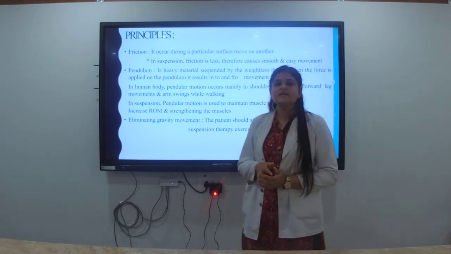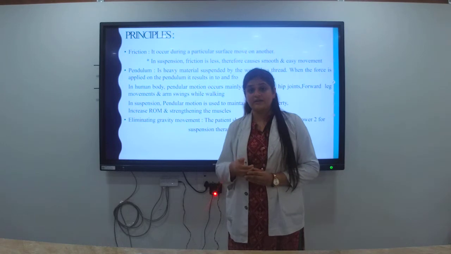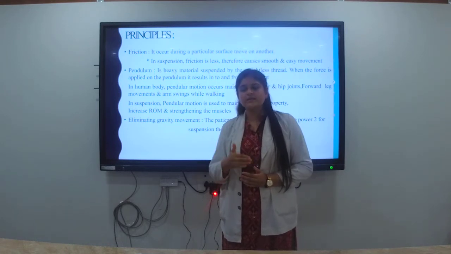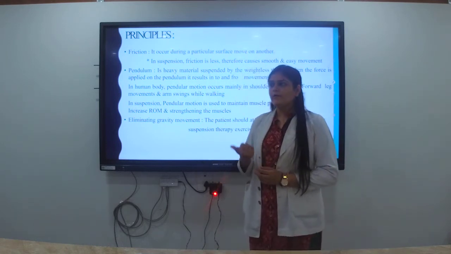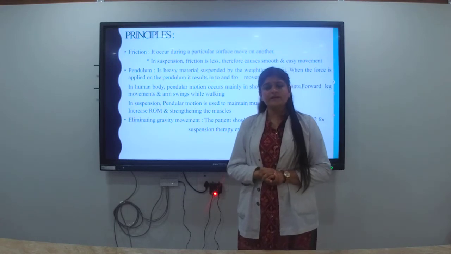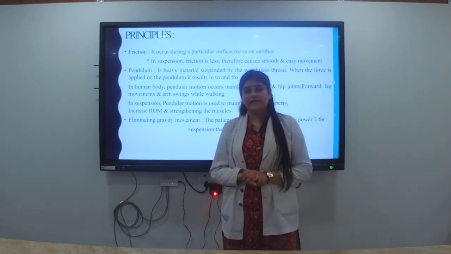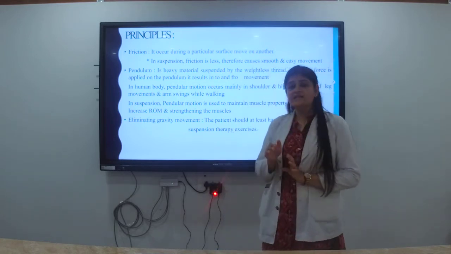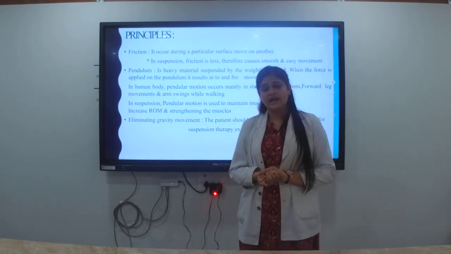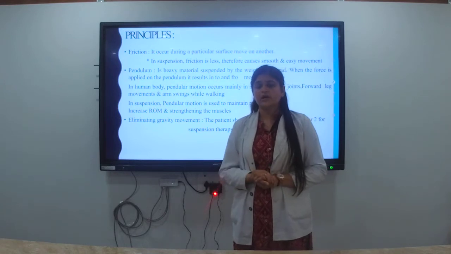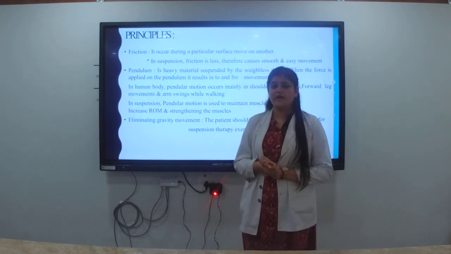The third grade is full range of motion against gravity. So in this, anti-gravity movements are performed. Grade 4 is minimal resistance against gravity in full range of motion. Grade 5 is maximal resistance against gravity and full range of motion. So these are the 5 grades of MMT.